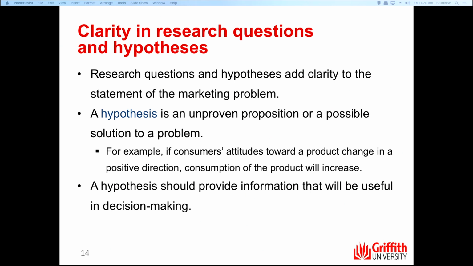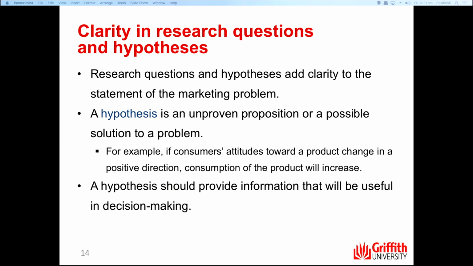Research questions and hypotheses add clarity to the statement of the marketing problem. For example, using the airline example that we used, one of the research questions is to explore the effect of past experience on airline service quality. Very clear: you want to measure the effect of past performance on perception toward airline service quality. You're not measuring the effect of price, and you're not measuring the effect of competitors; you're measuring specifically past performance. Using research questions and hypotheses really helps clarify the marketing problem that you want to investigate.